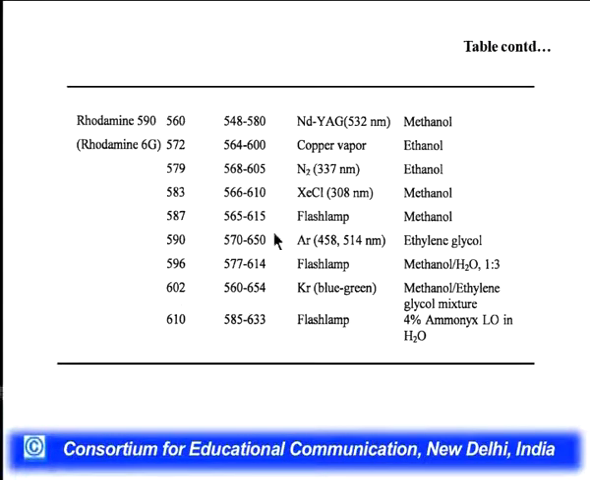Sometimes we use the flash lamp, argon. If we talk in this range, then we use argon. Flash lamp is also used, krypton. Blue green light is also used, and the argon laser is used with rhodamine 6G, whose output is 560, and the solvents which we use are methanol, ethanol, ethylene glycol and H2O. These are the different solvents used in the dye lasers.